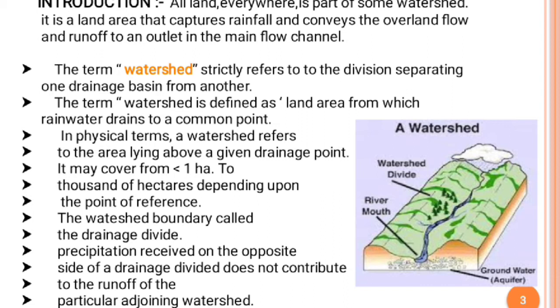So in physical terms, a watershed refers to the area lying above a given drainage point. It may cover from less than 1 hectare to thousands of hectares. So it depends upon the point of reference, right? किस तरीके के जगह से, किस एरिया से हम ये मैनेजमेंट कर रहे हैं, it depends on that particular area, but basically we can say it covers an area from less than 1 hectare to thousands of hectares. ओके, छोटे एरिया से लेके बड़े ह्यूज एरिया पे हम ये मैनेजमेंट कर सकते हैं.